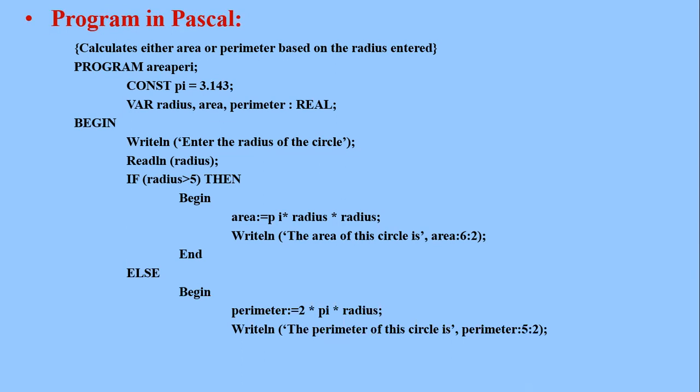So the output will look as follows. The perimeter of this circle is, for example, 90.42. The answer will depend on the radius entered by the user. Then you end, and you end the program.